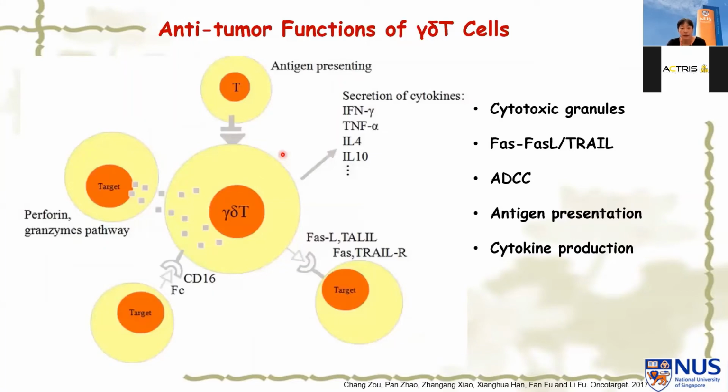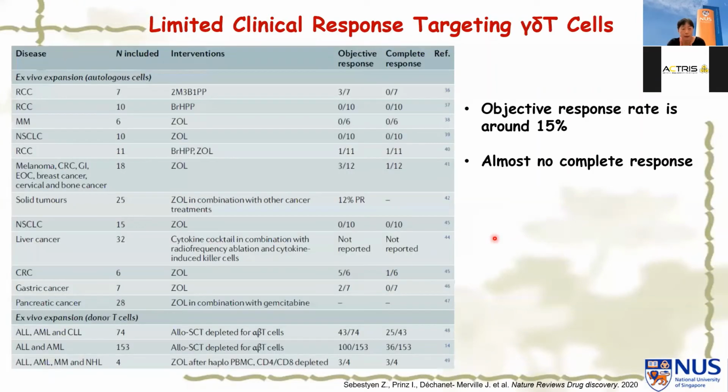So in terms of killing, they can either kill through cytotoxic granules like CD8 T cells and NK cells. They can also kill through Fas ligand and TRAIL pathways. They can also do ADCC like NK cells. As I mentioned, they can present antigen. They can also produce cytokines to regulate immune response.